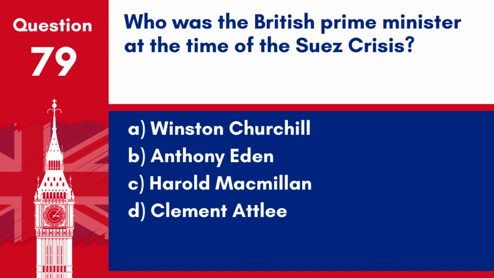Question 79. Who was the British Prime Minister at the time of the Suez Crisis? A. Winston Churchill. B. Anthony Eden. C. Harold Macmillan. D. Clement Attlee. Answer B. Anthony Eden. Anthony Eden was the British Prime Minister during the Suez Crisis in 1956, which proved to be a significant moment in post-war British history.